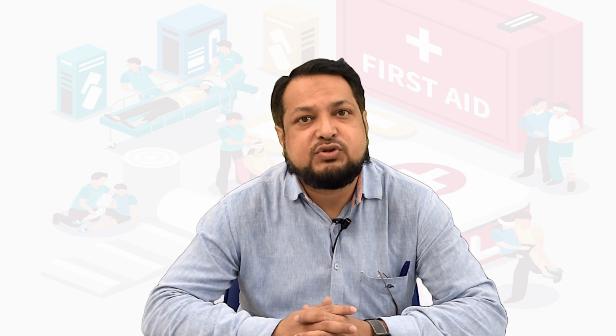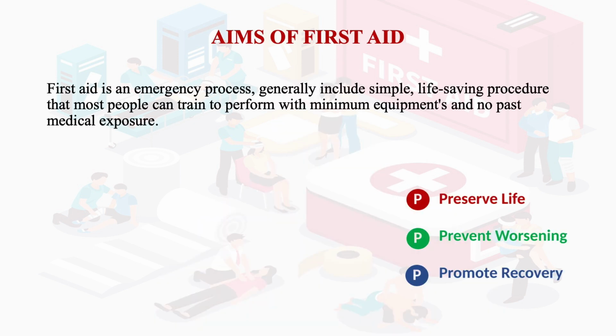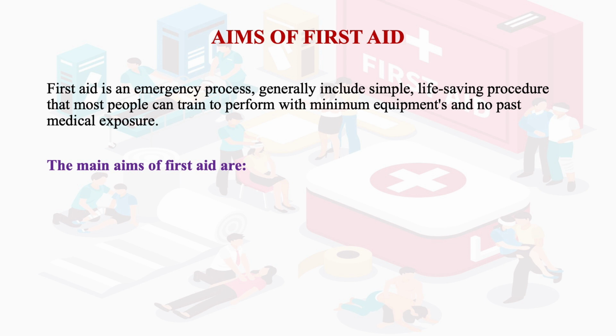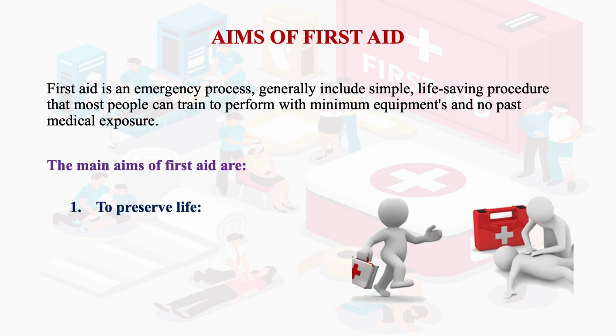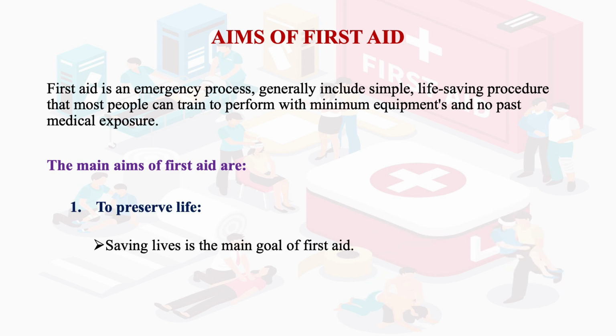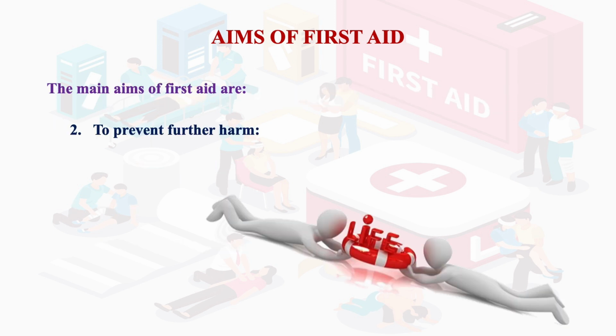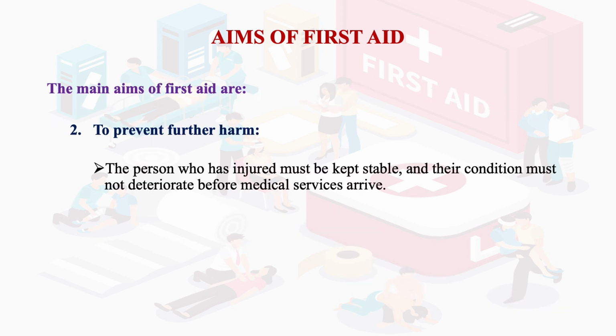Now what are the aims of first aid? First aid is an emergency process, generally including simple life-saving procedures that most people can train to perform with minimum equipment and no past medical exposure. The main aims of first aid are: first, to preserve life, that is, saving lives is the main goal of first aid. Second aim is to prevent further harm, meaning the person who has been injured must be kept stable and their condition must not deteriorate before medical services arrive.